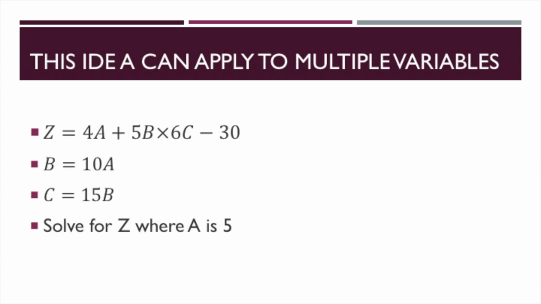Now, this idea of substituting for variables can be done not just with the simple 2 like we did before, but let's take a really complicated example with multiple variables. So we have z equals 4a plus 5b times 6c minus 30. And we know b equals 10a, and we say c equals 16b. And we want to solve for z where a is 5.